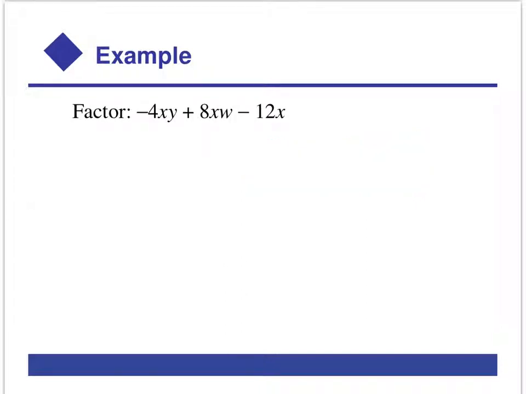Now, anytime you have a negative that starts out, you want to try to pull a negative out, and that's going to change your sign, so you have to be very careful in that. So the GCF between all of these would be a negative 4, and it looks like there's an x in each one. So now we're left with y minus 2w plus 3. And again, if you multiply all that back out, it comes back to the same thing.